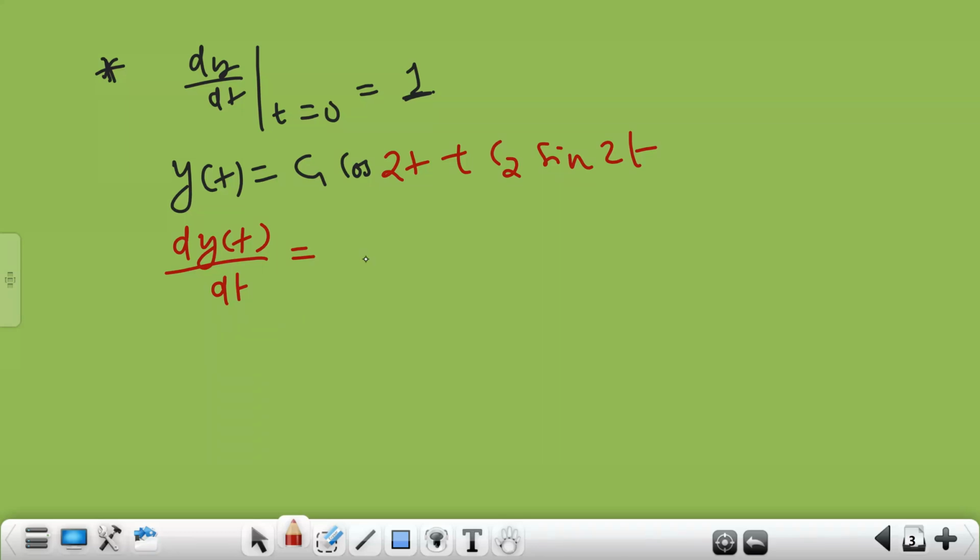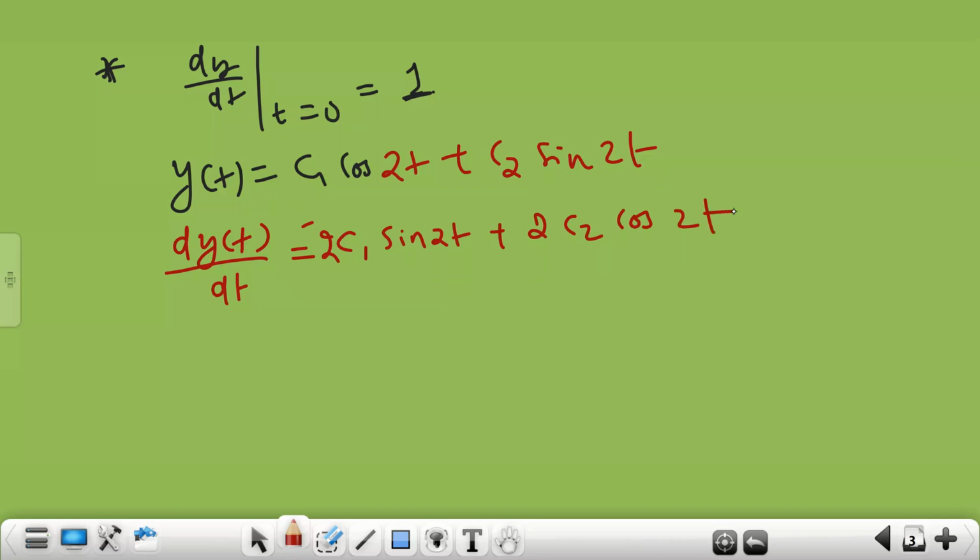Sir, minus 2C1 sin 2t plus 2C2 cos 2t, sir. Okay, very good. So this was the derivative. Derivative of cos 2t is minus 2 sin 2t.